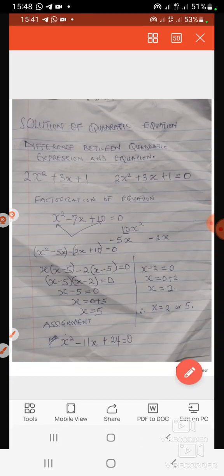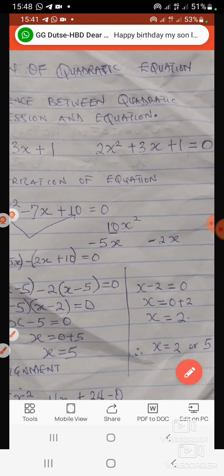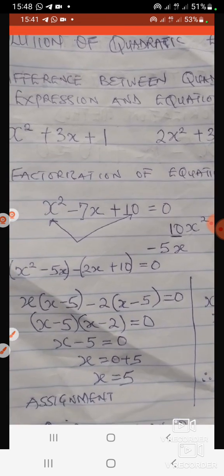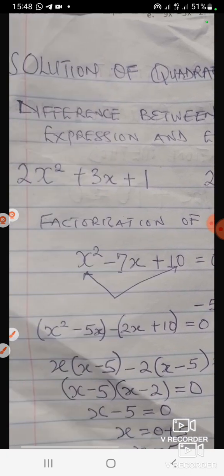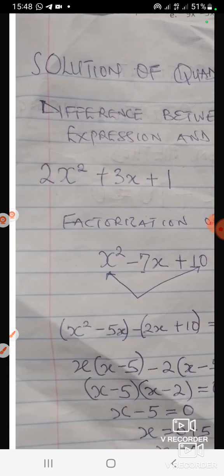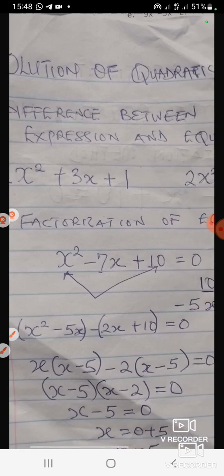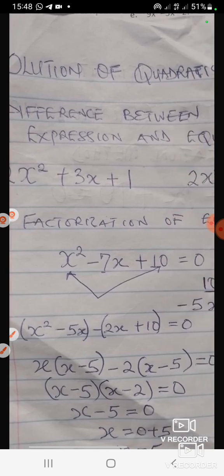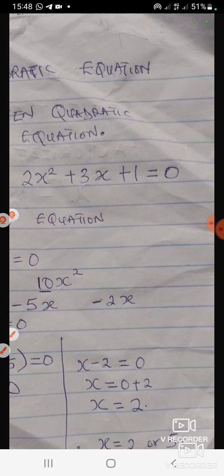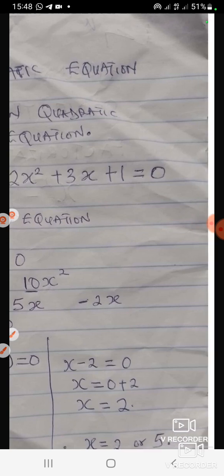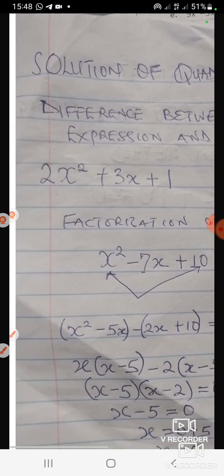Now, the first thing you need to do is to pick up your pen and your jotter and the solution of quadratic equation. Now we'll be looking at the differences between quadratic expression and quadratic equation. Now if you look at the first expression that you see there, you have 2x squared plus 3x plus 1, and that goes for the expression. And look at 2x squared plus 3x plus 1 equal to 0. Now let's spot out the differences.